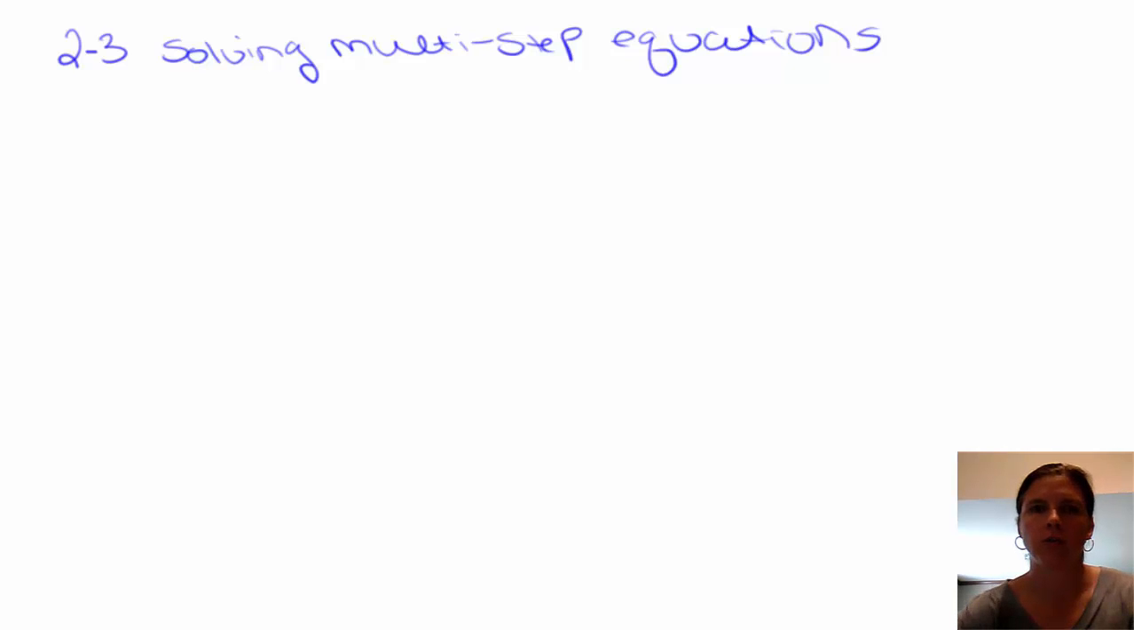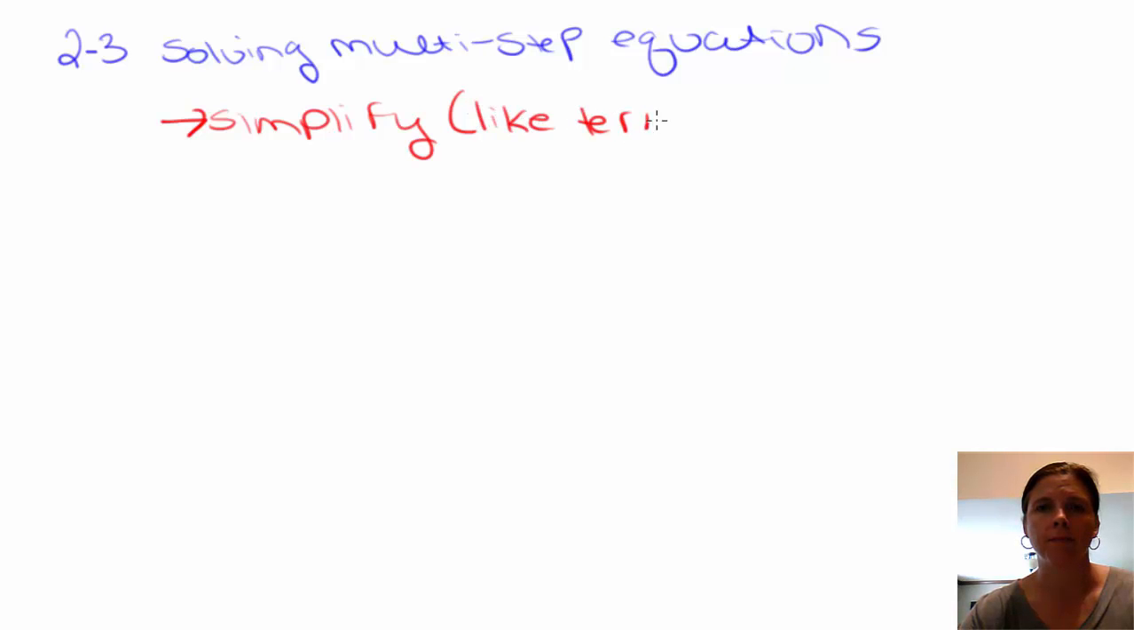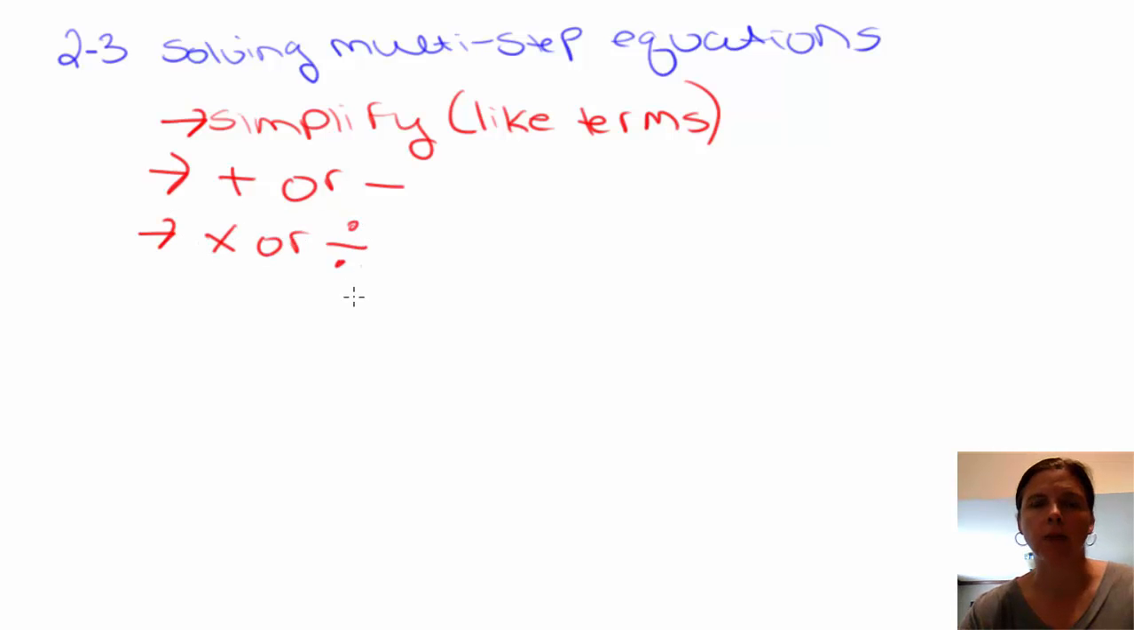All right, today we're going to do 2-3, solving multi-step equations. On multi-step equations, you first have to simplify like terms on the same side of the equal sign. Second, you add or subtract. Third, you multiply or divide, depending on what the problem is asking for.